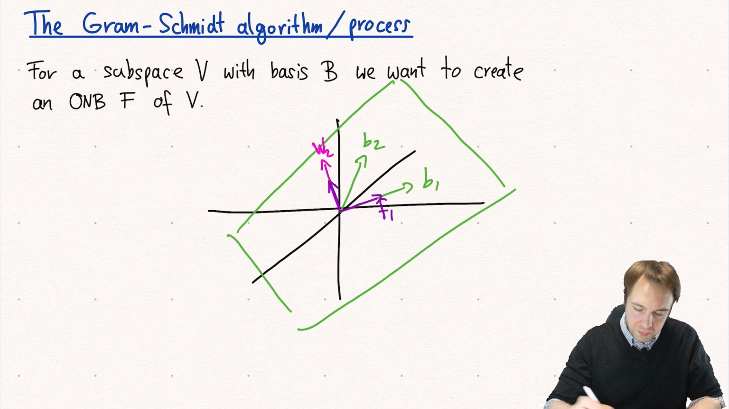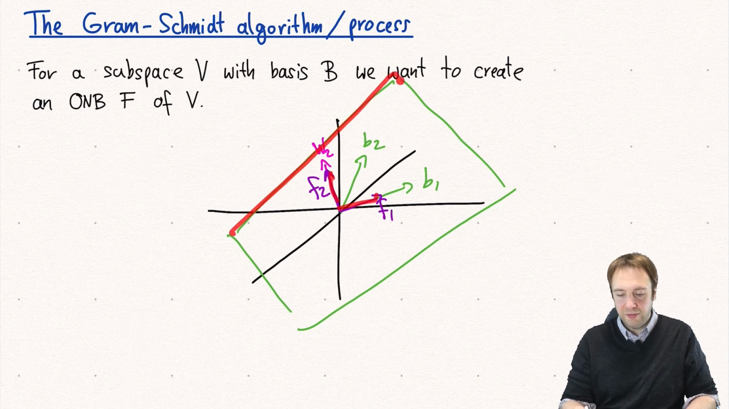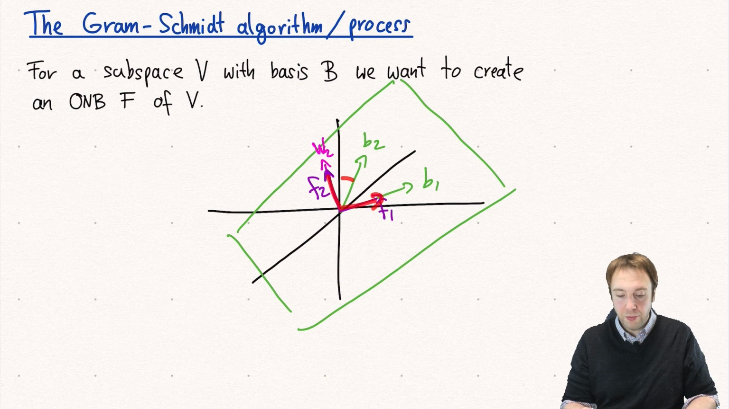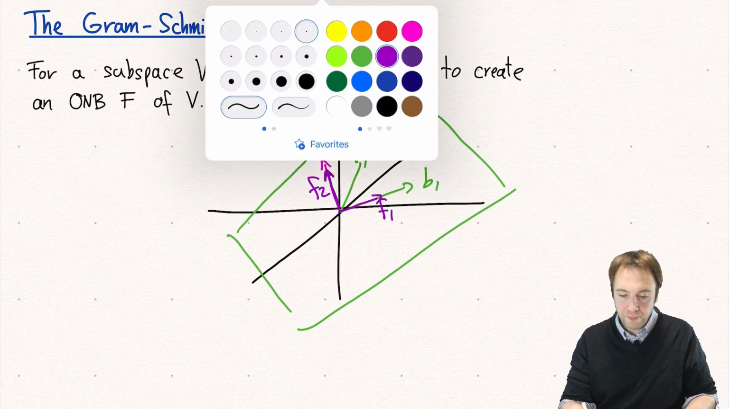So I want to have these purple things both have length 1, and this will be our F2. And then we will see that these two vectors span the same plane as before, but now we will have an orthonormal basis. And this will be the basic idea of this algorithm.